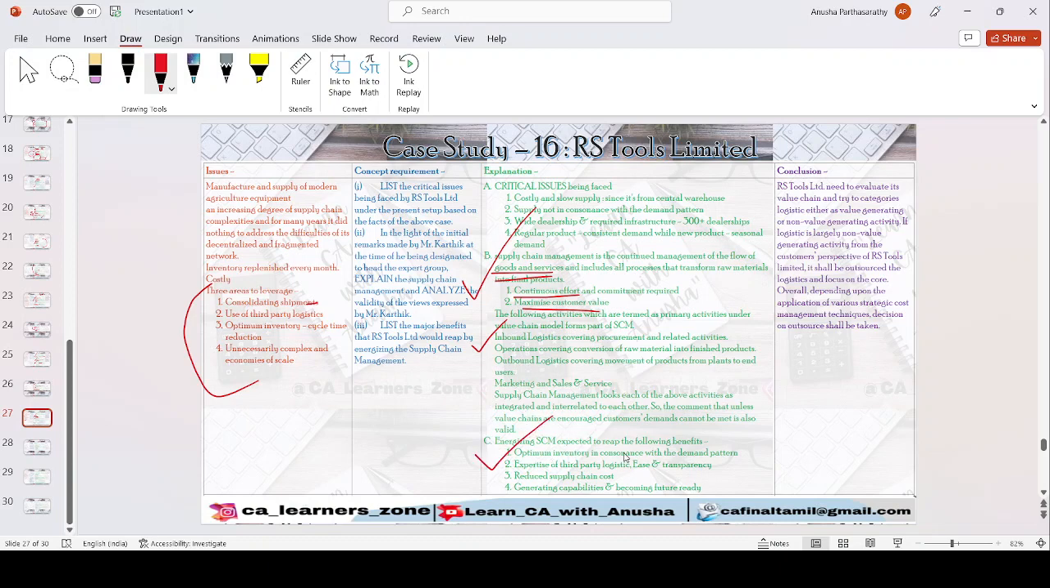Energizing SCM. What are the benefits of SCM? Optimum inventory management would be there. Third-party logistics expertise could be used, ease in transparency, reduced supply chain costs, generating capabilities, and becoming future ready.